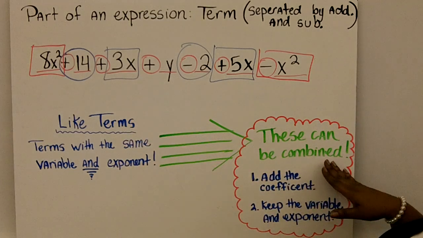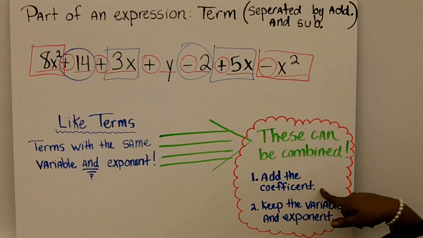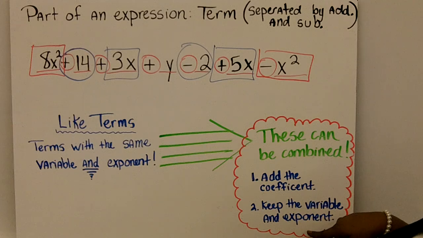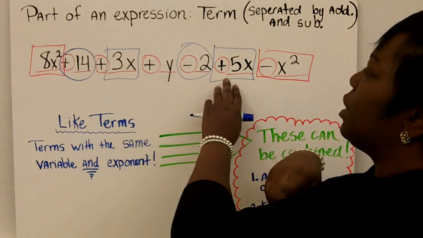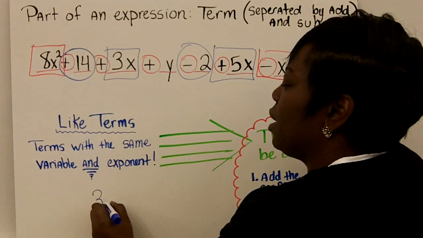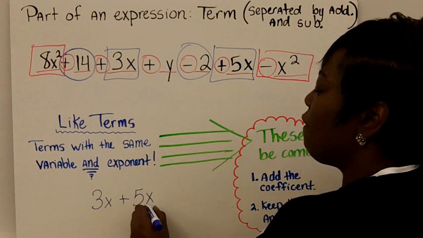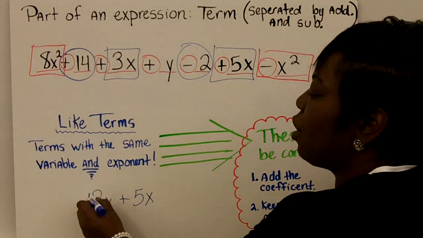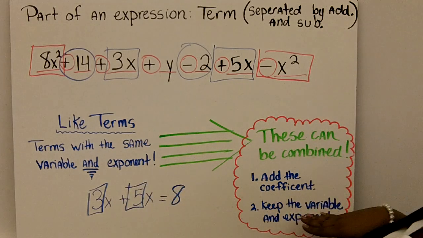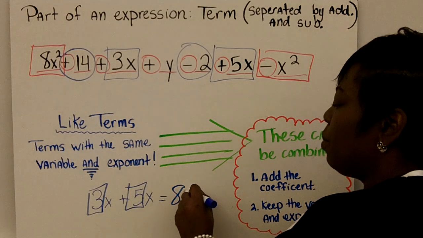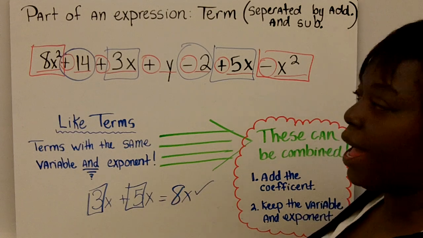It's important to know that like terms can be combined, and it's very simple to combine like terms. All you would do is add the coefficients, and then you keep the common variable and exponent. So I'm going to focus on the last pair that I found, 3x plus 5x. We have 3x, and we're combining it with a positive 5x. If I follow the steps, I will simply add the coefficients, 3 and 5 to get 8. Keep the variable and exponent. The variable that they had in common was x. There was no exponent, so my solution is 8x.